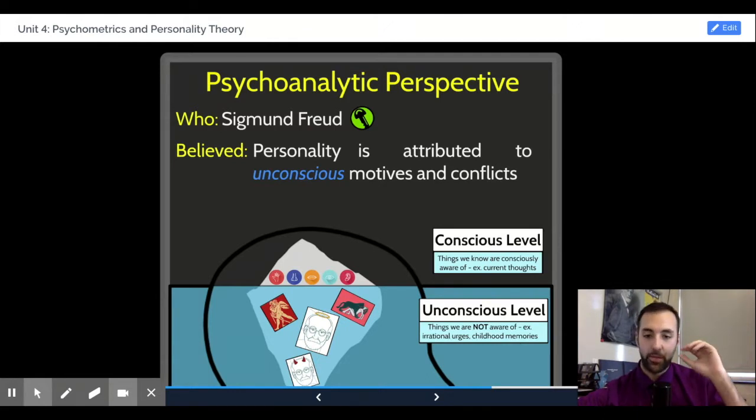I often like to visualize Freud's theory like an iceberg, where the conscious level is the tip of the iceberg, but the majority of the iceberg is what's underwater, what would be the equivalent of the unconscious level. The unconscious level are things that you're not consciously aware of, things like irrational urges, things like traumatic childhood memories, things like your sexual drives, things like your moral compass, things that you're not consciously aware of at any given moment, but could be deeply affecting your personality. And in the eyes of Freud, very much affected your personality.